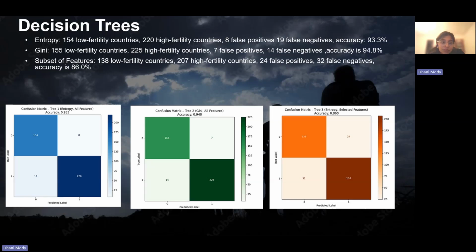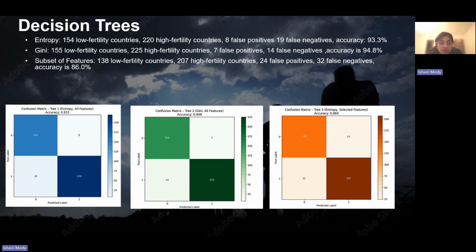Gini, on the other hand, correctly predicted 155 low fertility countries and 25 high fertility countries, with 7 false positives and 14 false negatives, which is lower than entropy, and this increased its accuracy to 94.8%.